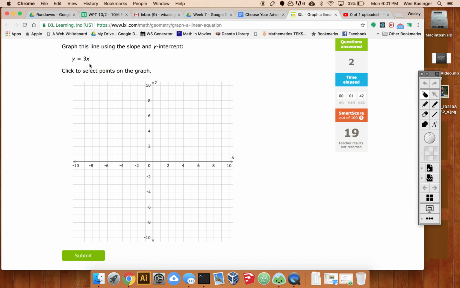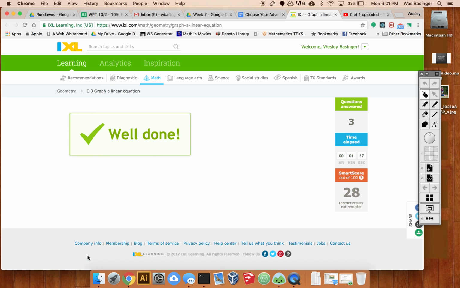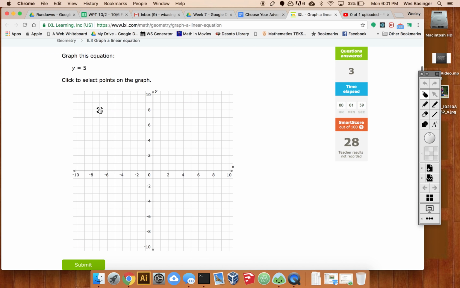Okay, so we're right back to the same kind we had at the beginning. The y-intercept is 0. The slope is 3. So I'm going to go up 3, 1, 2, 3. And then I'm going to go over 1. And that should work.